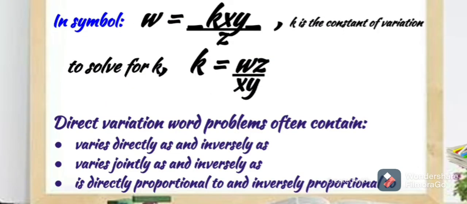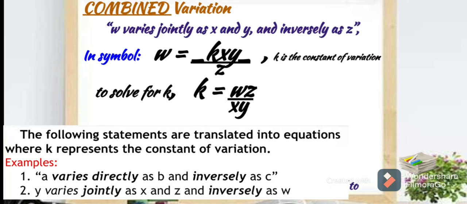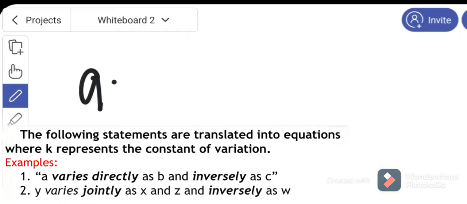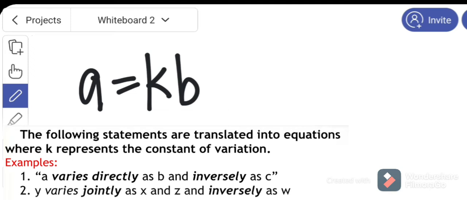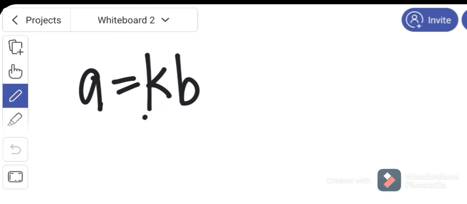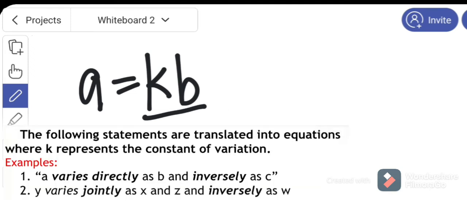These are the terms that we will use in combined variation. Varies directly as b. That would be a direct variation. And inversely, we put it in the denominator c.